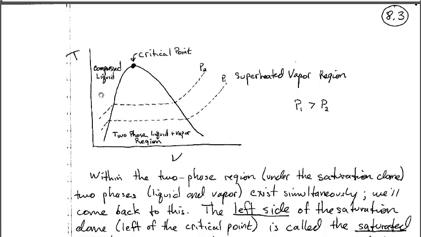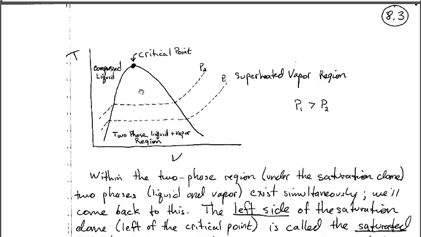We can either be in the compressed liquid region, in which case we're a compressed liquid, we're not changing phase. We can be right on this line, which means that we're saturated liquid, which means that the substance is saturated, it's about to change phase, but it's still completely a liquid. We can be somewhere under the dome, which means that we're saturated. We're at the saturation temperature and pressure, so we're changing phase.